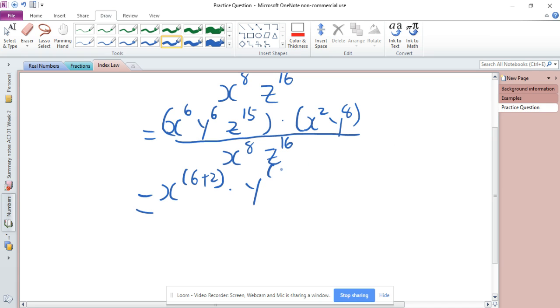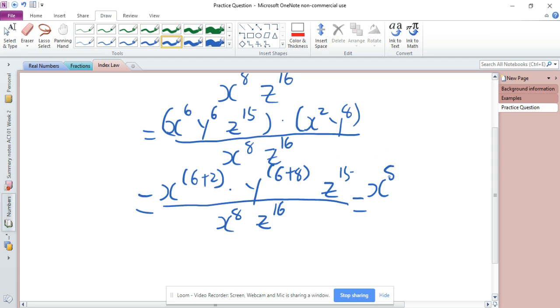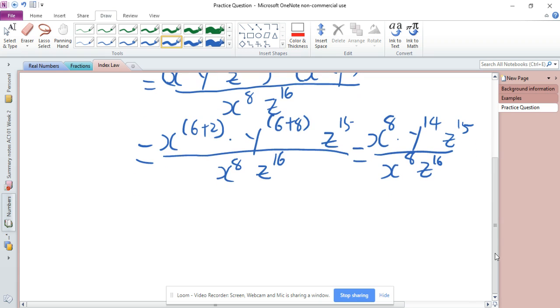Same thing for y: y is 6 plus 8. z has nothing on this side, so just copy it, z to the power 15, over, nothing changes for the denominator, so just copy it. 6 plus 2 is 8, times y to the 14, z to the 15, divided by x to the 8, z to the 16. Now the division. With the same base, which is x, you can do the division. How to do that? Subtract.